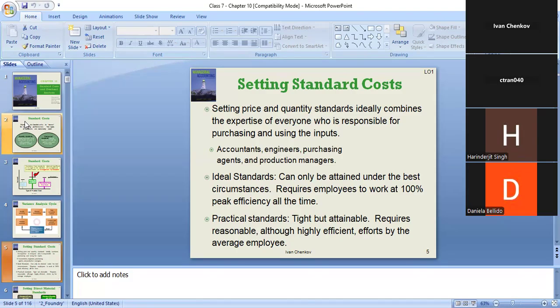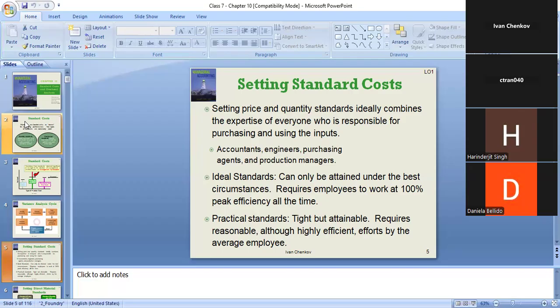So obviously the ideal standard would be something in perfect conditions. Again, is that realistic? Obviously not. So when we implement our standards, we're going to stay with the practical standard. What is the practical standard? The practical standard will be tight but attainable, which requires reasonable, although highly efficient, effort by the average employee.